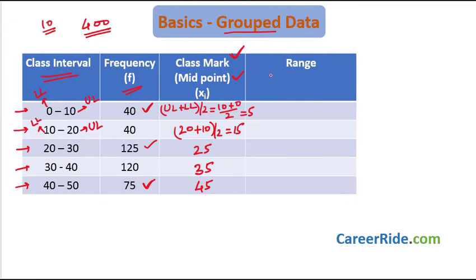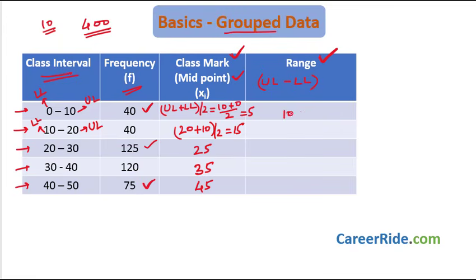Now, the next important thing that you will find in the exams will be the range of the class interval, where the question will be as simple as: what is the range of this class interval? There is nothing difficult at all here. The only thing is you have to know what is being asked. So how do you find the range of a class interval? You simply subtract the lower limit from the upper limit. This is range, right?